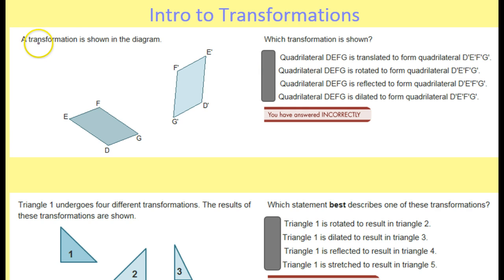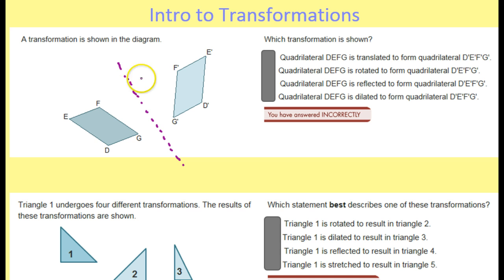All right, a transformation is shown in the diagram. And then we've got these questions. Which transformation is shown? Okay, what happened? It looks like these are congruent. They seem to be the same size. The lengths seem to be the same, and the angles seem to be the same. But something happened. It looks clear to me that this is a reflection, like these are mirror images of each other.